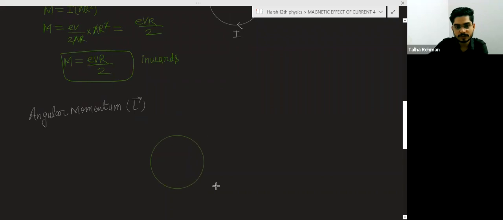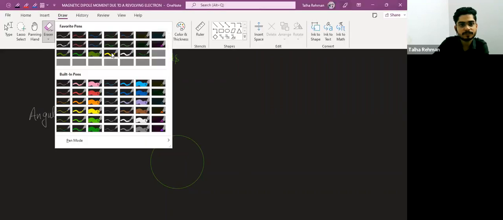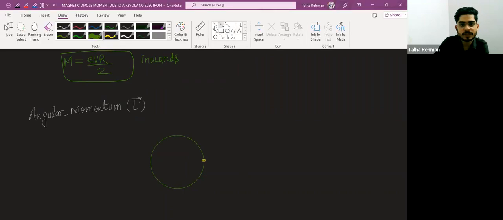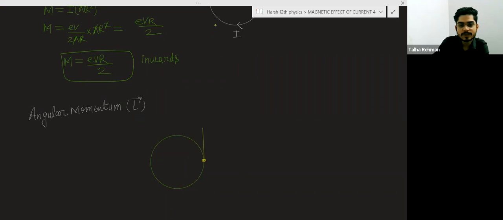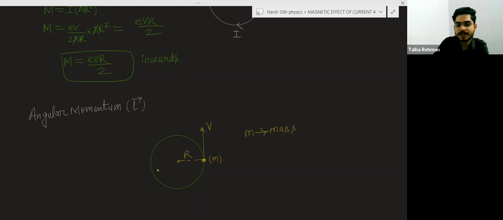Suppose a particle having a mass m is moving in a circular path. The arrow represents the direction of the velocity, and v is the magnitude of the velocity, that is, the speed. So your charged particle is moving in a circular path having a radius of capital R, and this charged particle has the mass m. M is the mass of the charged particle, R is the radius of the circular path, and v is the velocity or speed.